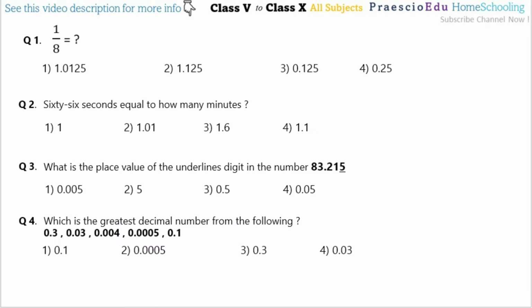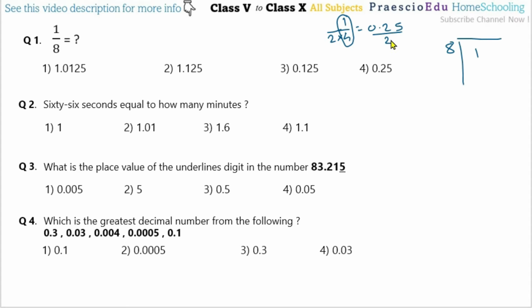So question 1 was, 1 by 8 is equal to how much? So 1 by 8 we can do directly as a division, or there is another way also. As we know, 1 by 4 is equal to 0.25. So 1 by 4 again we will divide by 2, which means this 0.25 has to be divided by 2 again. So again we will divide it by 2 here.